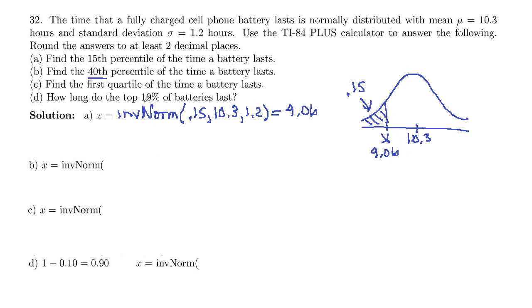Find the 40th percentile. So that's saying 40% of the area is below that value. Well, again, 10.3 is at the 50th percentile, 50% to the left. So whatever that value is, it's a little bit to the left of 10.3. So this area is 0.40, left area. So instead of 0.15, we want 0.40 inside of inverse norm. 10.3 and 1.2 stay the same.